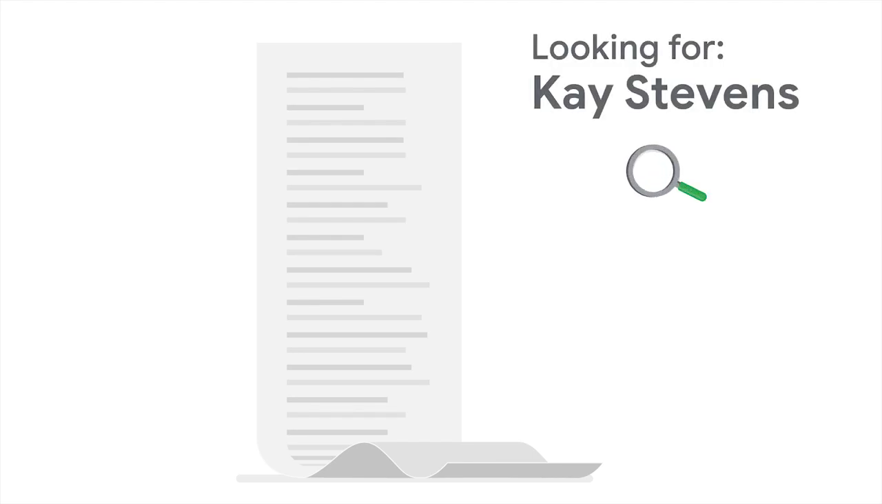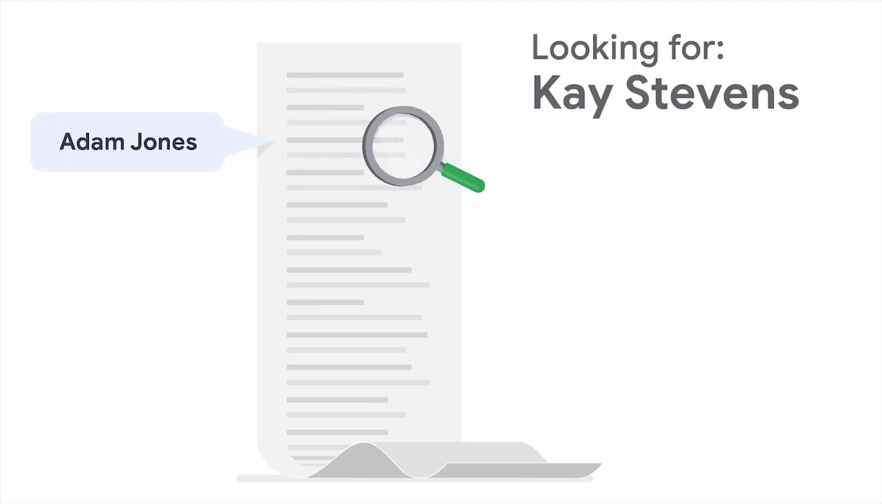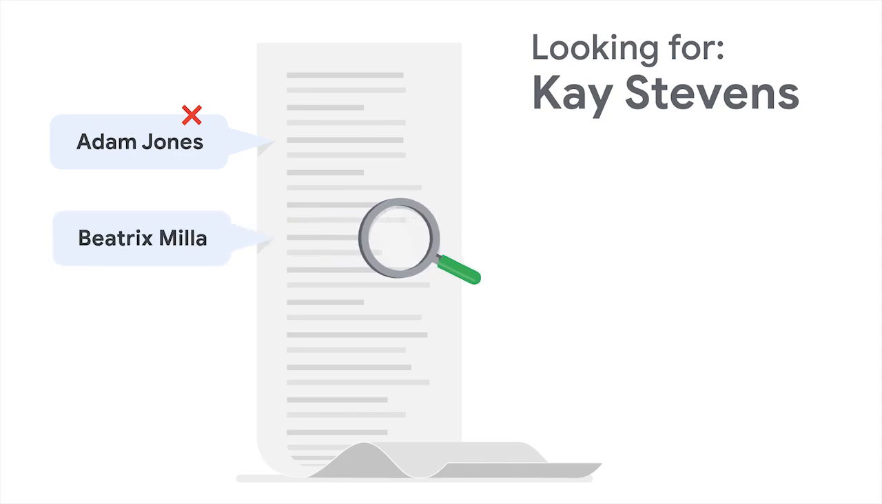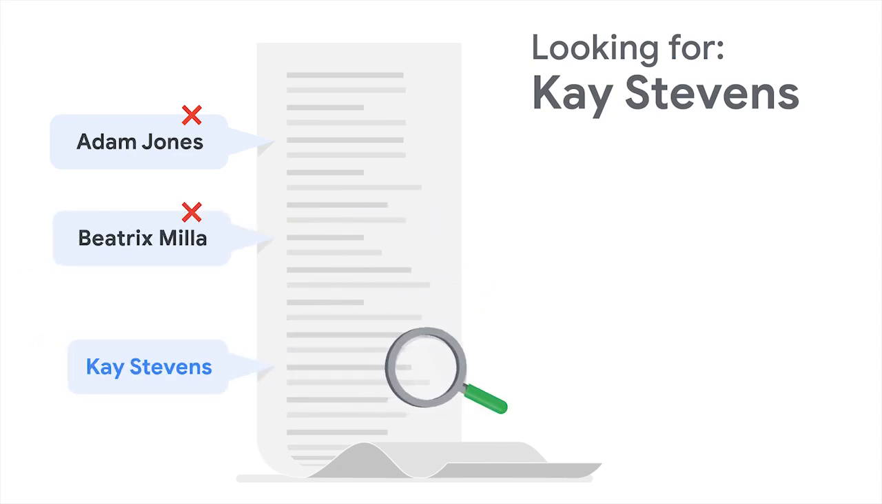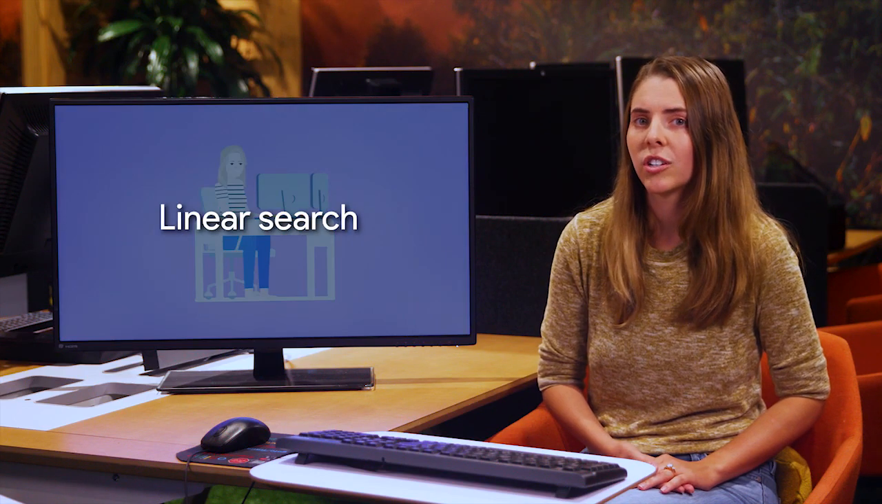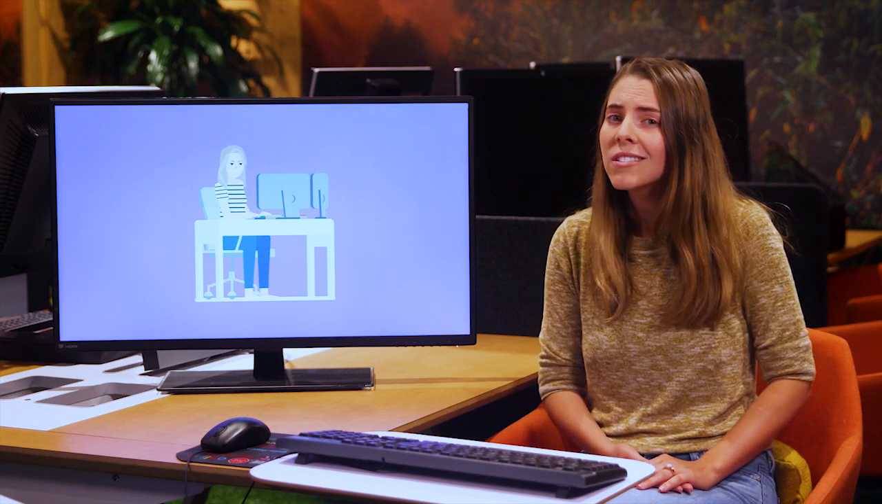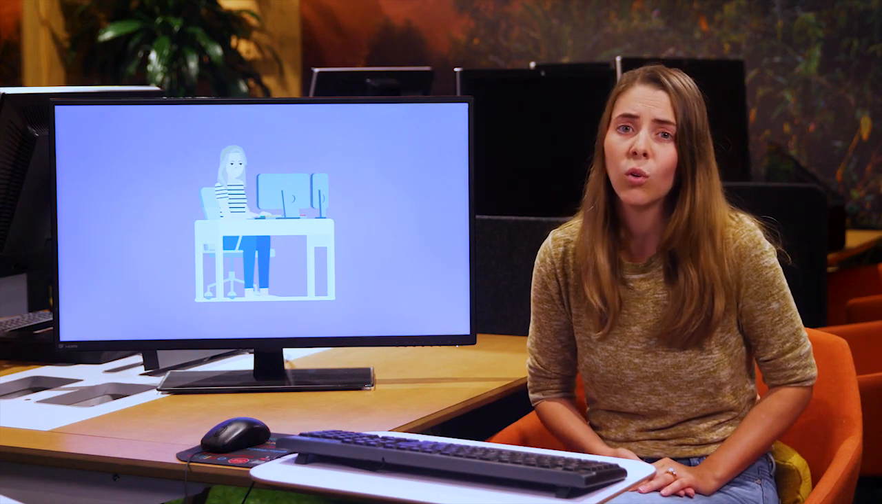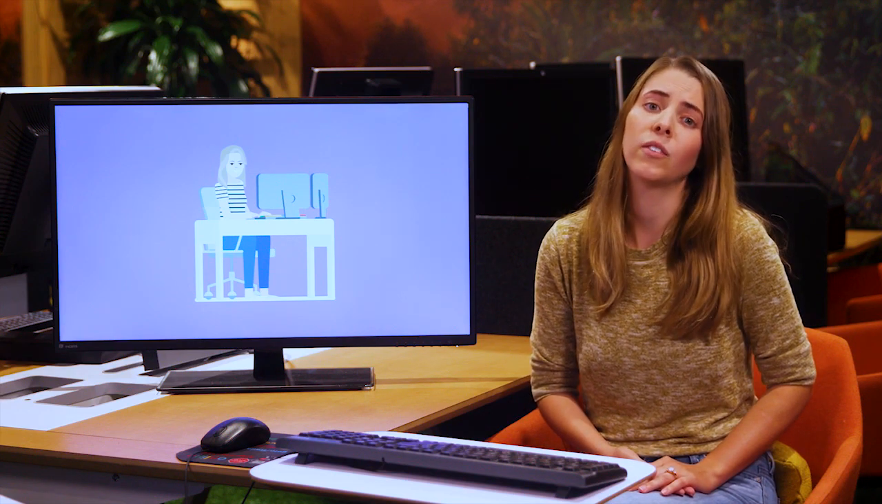One possible approach would be to start from the first entry, and then check if the name is the one that we're looking for. If it doesn't match, move to the second element and check again. And keep going until we find the employee with the name we're looking for, or we get to the end of the list. This is called a linear search. This type of search works, but the longer the list, the longer it can take. In other words, the time it takes to find the result is proportional to the length of the list.